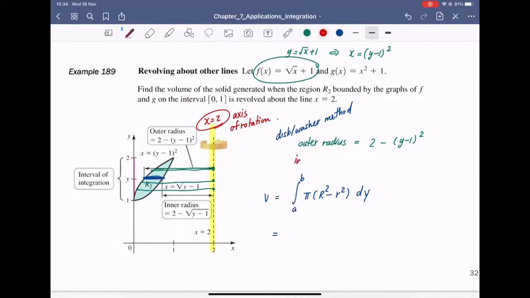And then now the inner radius. The inner radius is going to be from the axis to the inner curve, which is x equal to 2 again, minus something here. You have y equal to x squared plus 1. For this, you have to switch it to x equal to something in terms of y. So x squared equals y minus 1, and that is x equal to the square root of y minus 1.